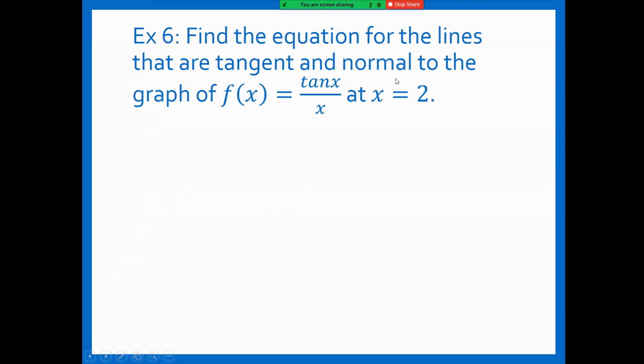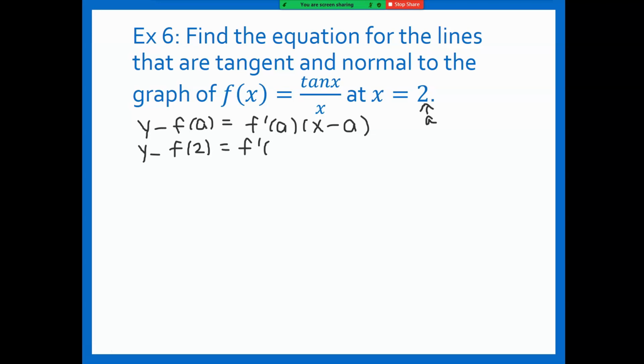And the last example, we want to find the equation of the tangent and the normal line. So in order to find the equation of a tangent line, we have to identify y minus f of a equals f prime of a times x minus a. So in this case, what's my a value? Yeah. So I'm going to get y minus f of 2 equals f prime of 2 times x minus 2. So in order to fill in that formula, I need f of 2 and f prime of 2.